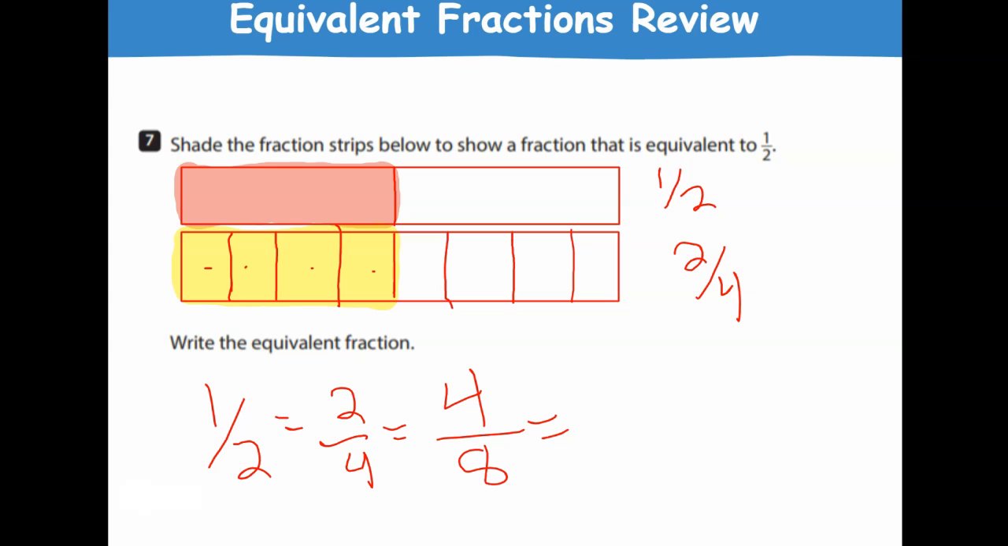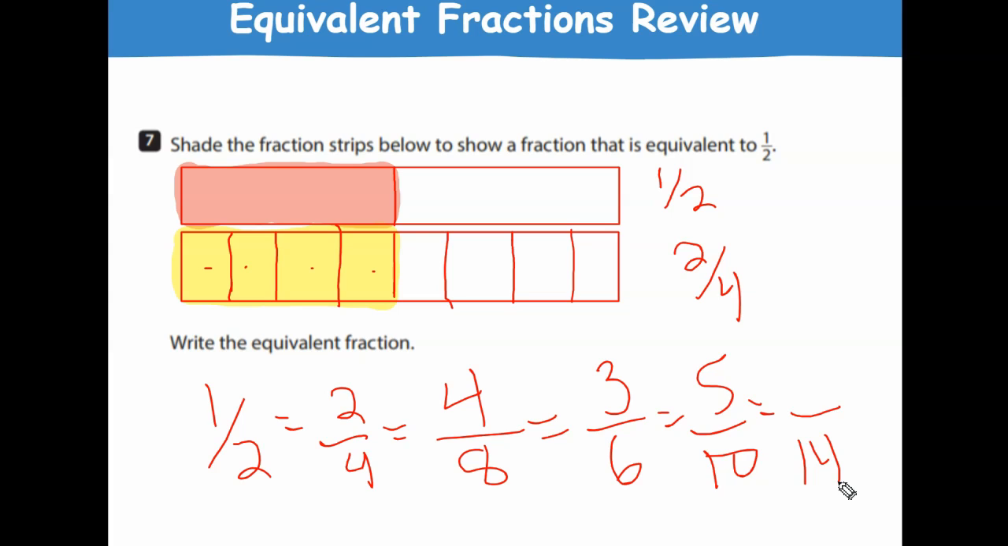Another fraction that's equal to a half is 3/6. 5/10. Can you come up with another one? So 2/4, 4/8, 3/6, 5/10. Those are all equal to half. Is there another fraction? As long as the numerator is half of the denominator.